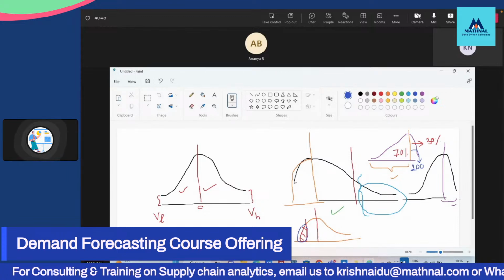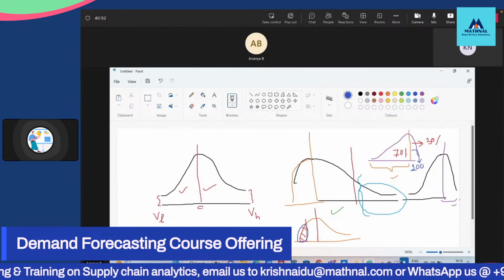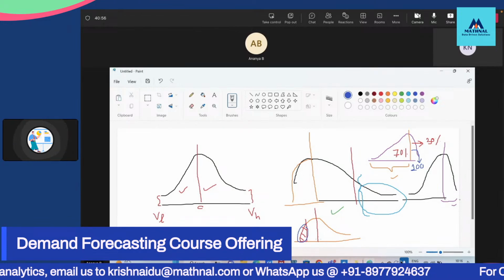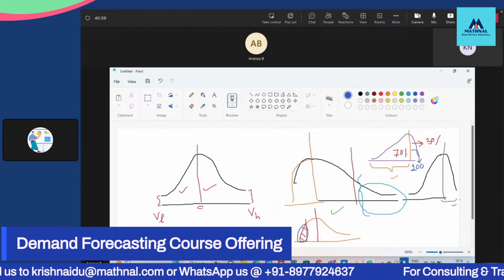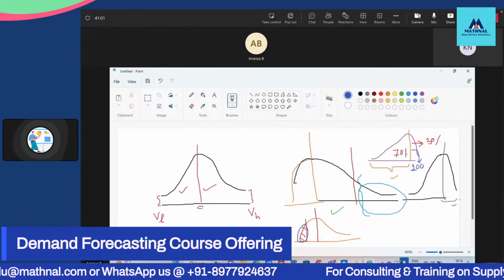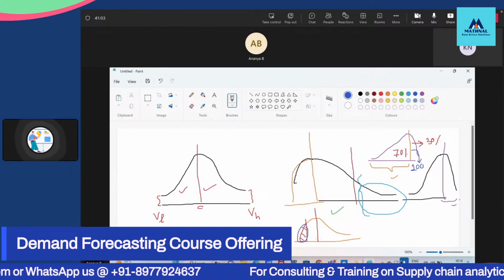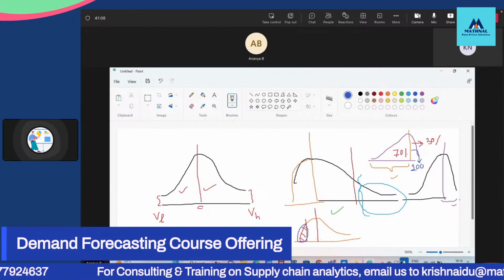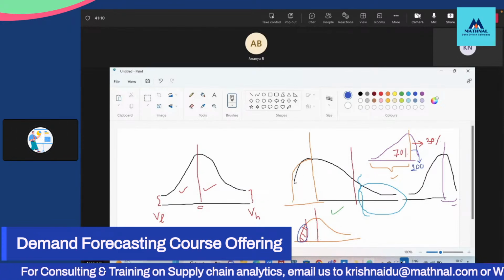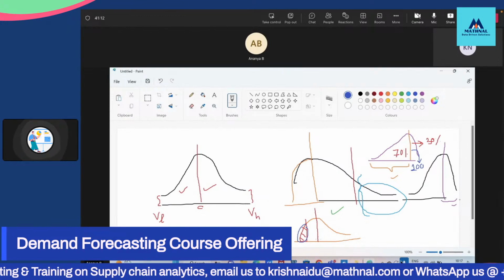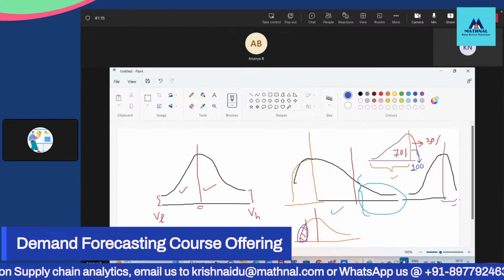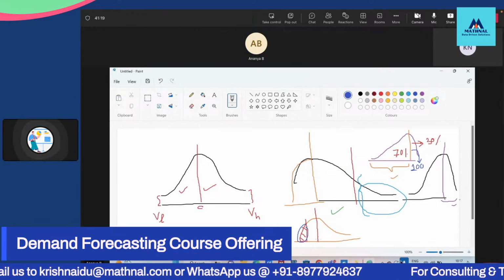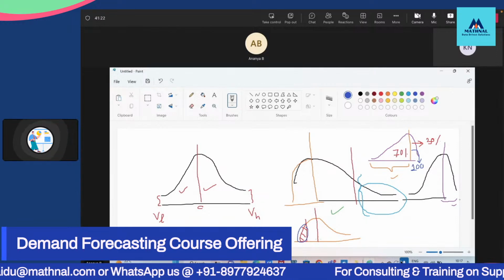So if you are basing our theory of inventory decisions on the normal distribution curve, these are things we have to follow. But if the distribution itself is not normal, in that case we have to be very careful in adopting this normal distribution curve. We should not adopt the normal distribution curve.